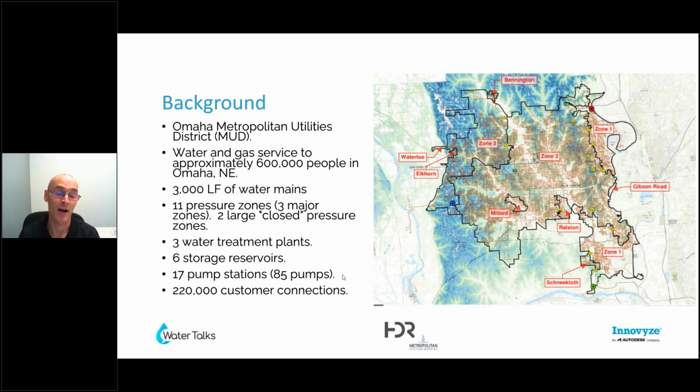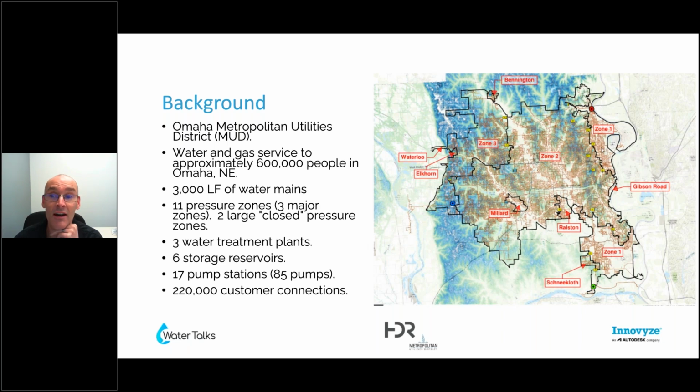And just to give you a little bit of context, it's a pretty large system, so 3,000, that should be lineal miles, I think, of water mains, 11 pressure zones, 3 major zones. If you look over to the right here, it's zone 1, 2, and 3, and then there's some smaller subsidiary zones. So just a little bit of context here, because this will become important as we chat later on.